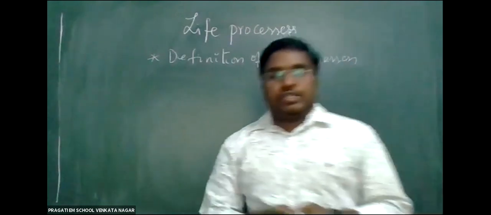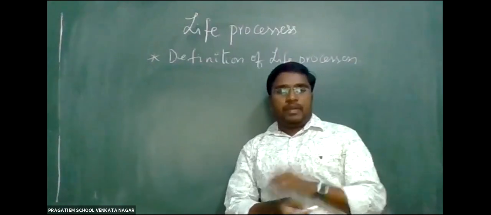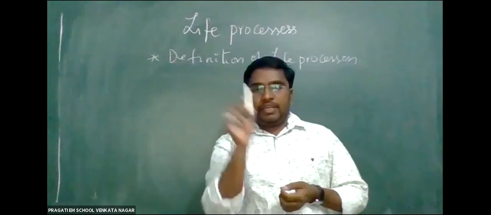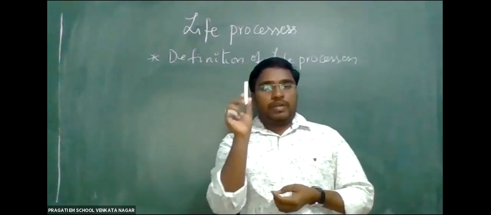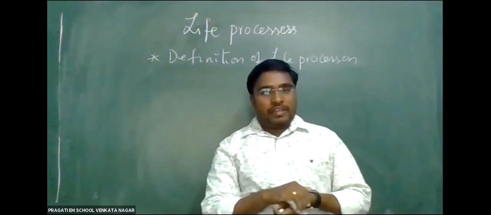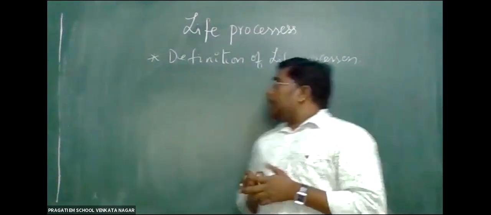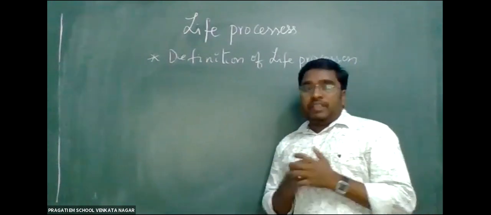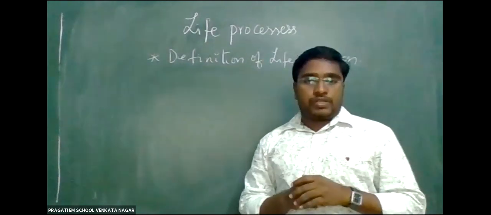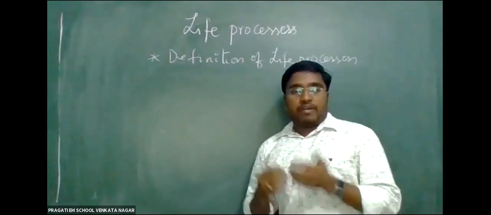Various functions are carried out in living organisms. For example, in my hand is a piece of chalk. Is it a living thing? No, it is not a living thing. Am I a living thing? You are living things? Yes, we are living things. So why are we saying that we are living things? Because our body can perform various functions, because we need energy to survive.